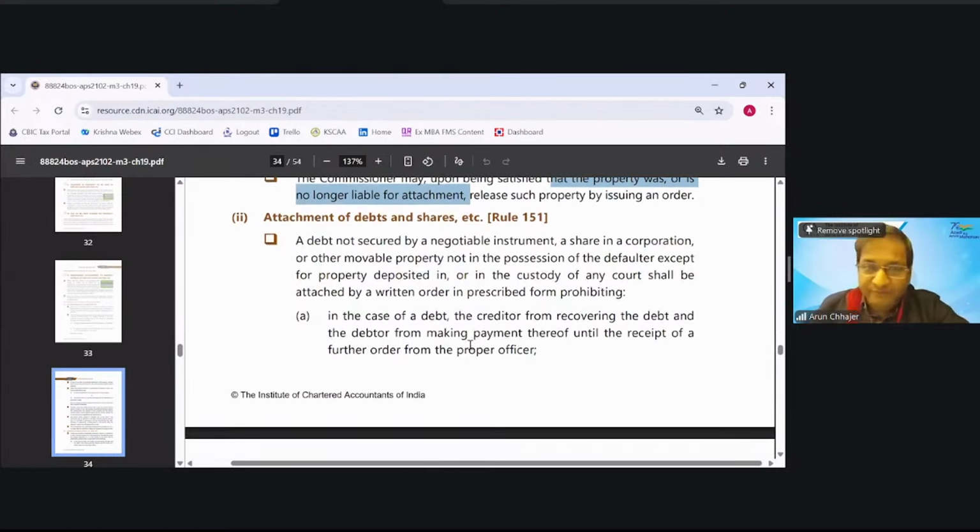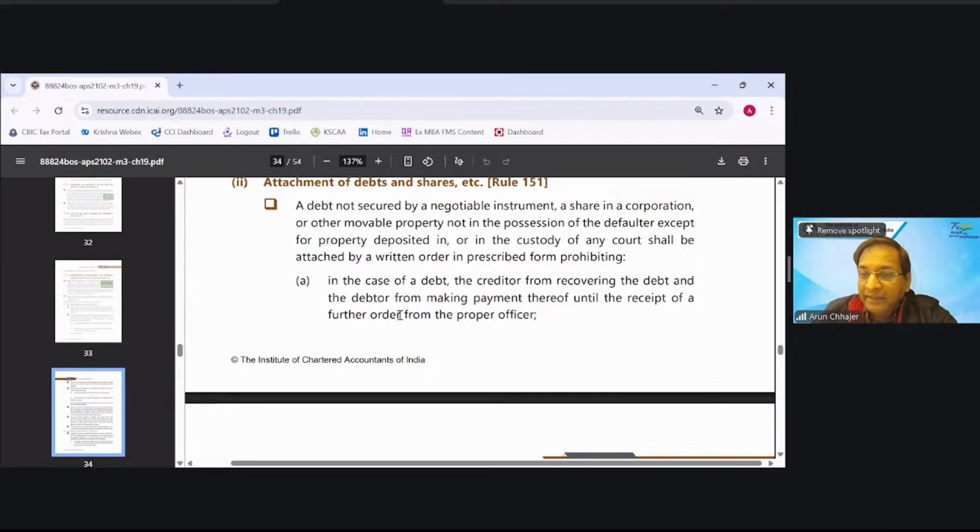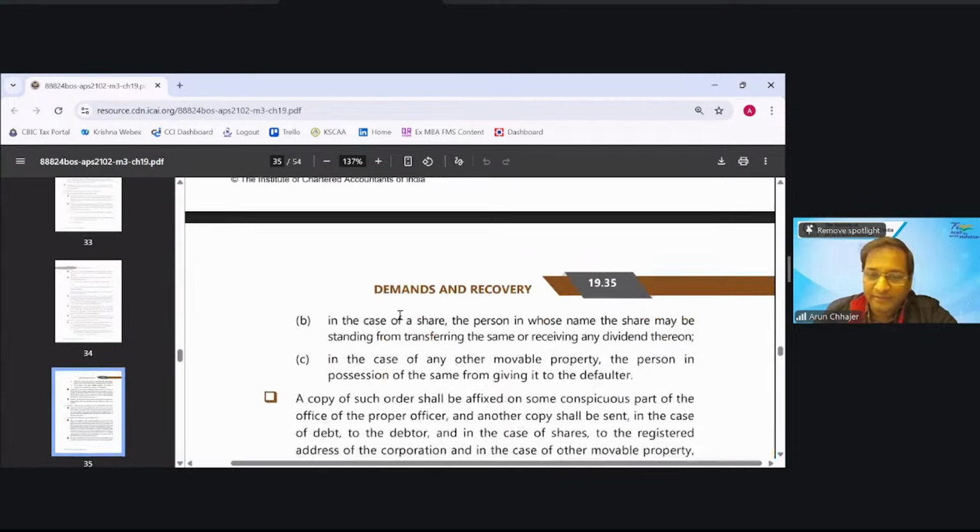Rule 151. A debt not secured by a negotiable instrument, shares in a corporation or any other movable property not in the possession of the defaulter, except for the property deposited in or in the custody of court, shall be attached by a written order in the prescribed form prohibiting, in the case of a debt, the creditor from recovering the debt and the debtors from making the payment until the receipt of further order from the specified office, from the proper officer.